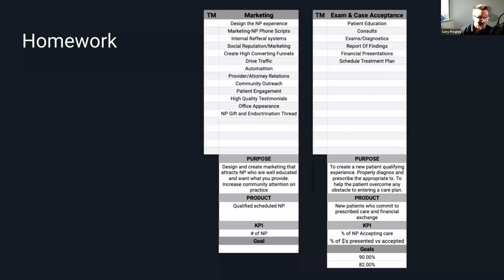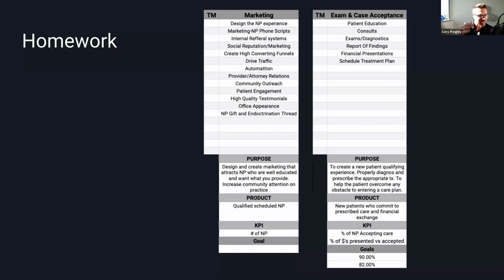Smaller practices, this may be all the same person. Larger practices, this may be you. Or you may have several team members involved in this. You may outsource some of this. But you're going to put the person or initial or company that's running that piece of it.